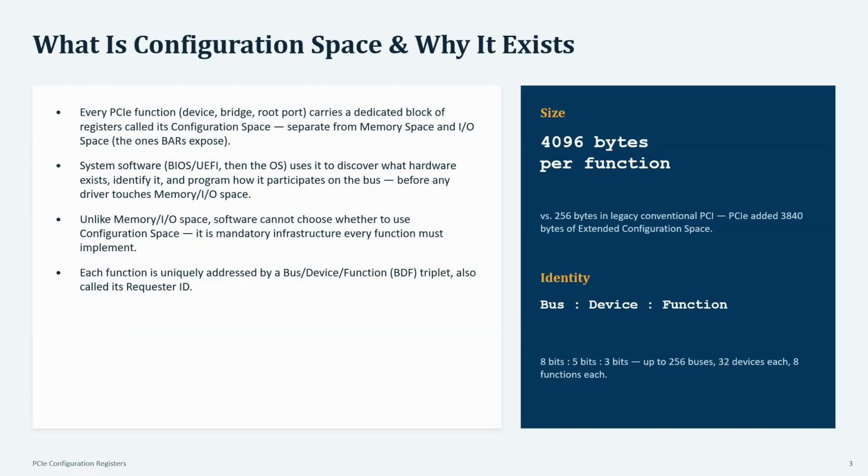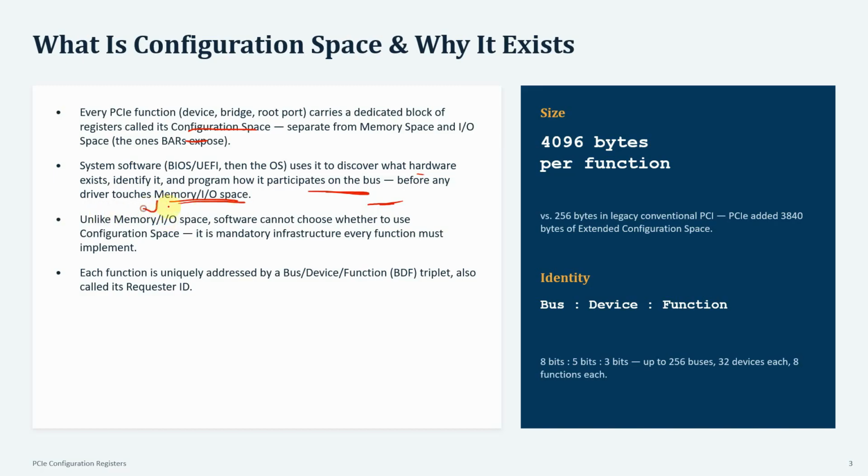Let me revisit it one more time. So every PCIe function is going to have a unique device ID, bridge, and root complex, and it is going to carry a dedicated block of registers, which is known as configuration space. Every PCIe function is going to have this kind of configuration space that we have already seen, and this is basically separate from memory space and input output space. Also, we have seen that the system is going to discover what hardware exists, identify it, and program how it participates on the bus before touching any particular memory or input output space.